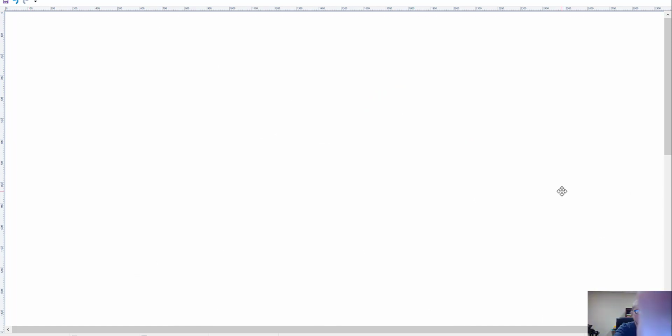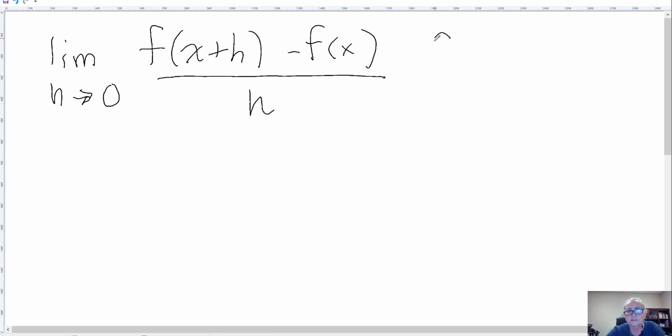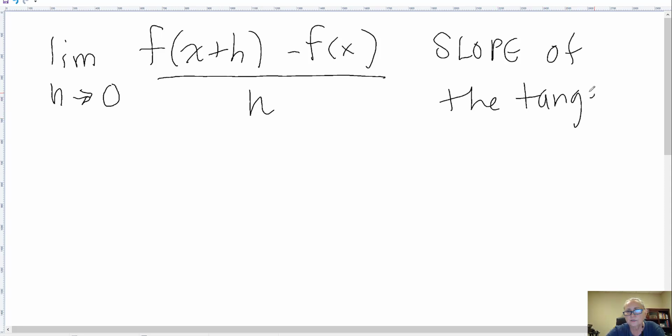What makes this different is we're going to add a limit to this. The limit as h goes to 0 of f of x plus h minus f of x, divided by h. This is the slope of the tangent. Okay, now why is this the slope of the tangent?